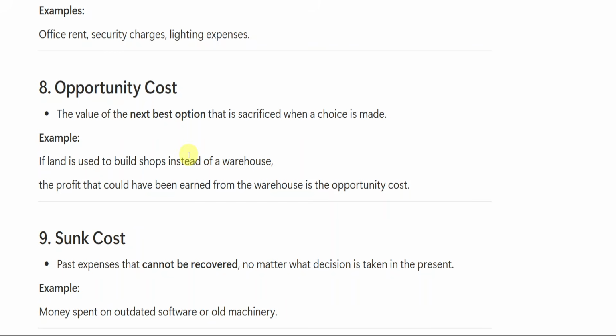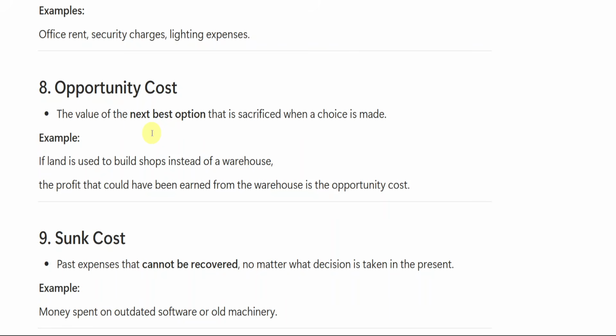Opportunity cost: when we choose one option, we lose the benefit of another option. That is nothing but opportunity cost. Example, if land can be used for building shops or a warehouse, and land is used to build shops instead of a warehouse, you choose shops, right? Then what happened here? Warehouse profit becomes the opportunity cost.